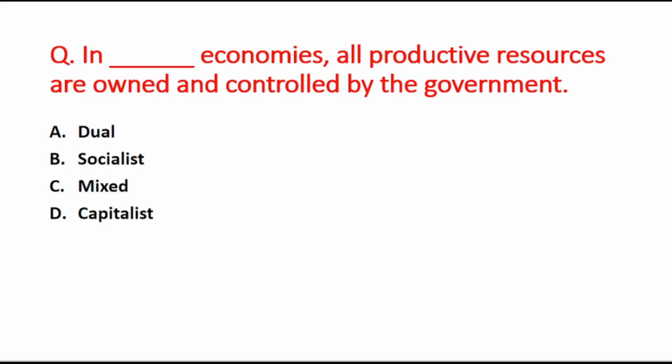Next question is, in blank economies, all productive resources are owned and controlled by the government. A option is dual economy, B option is socialist, C option is mixed, and D option is capitalist. The right answer is option B, that is socialist economies.